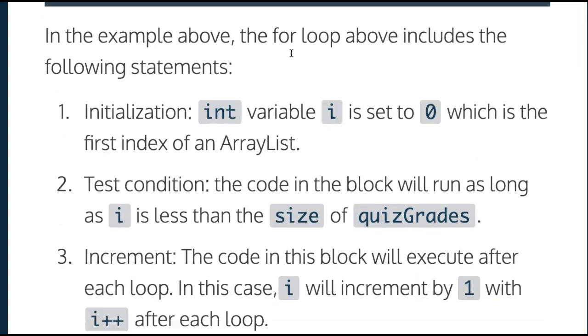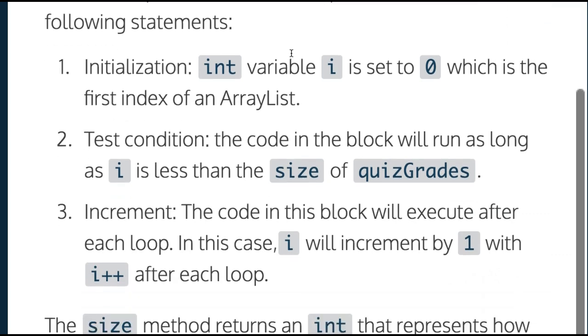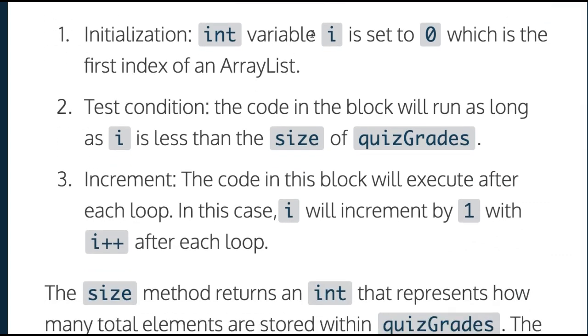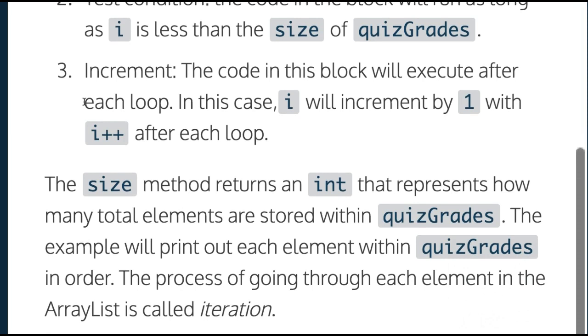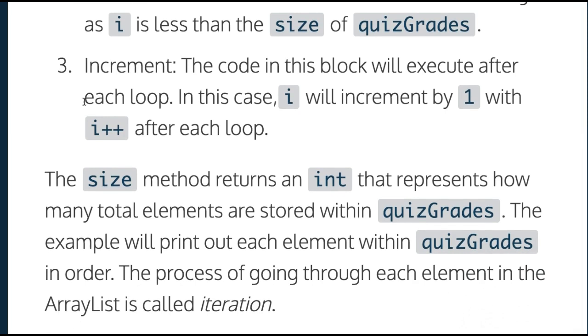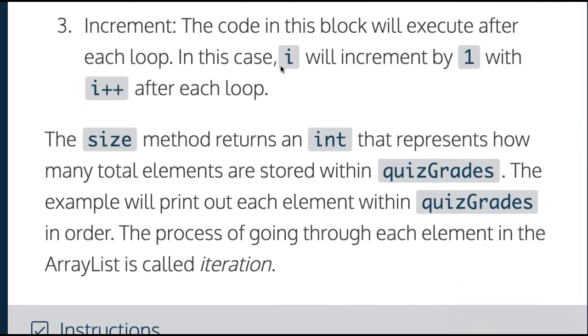In the example above, the for loop includes the following statements. Initialization: int variable i is set to 0, which is the first index of an array list. Test condition: the code in the block will run as long as i is less than the size of quizGrades. And then increment: the code in this block will execute after each loop. In this case, i will increment by 1 with i++ after each loop.